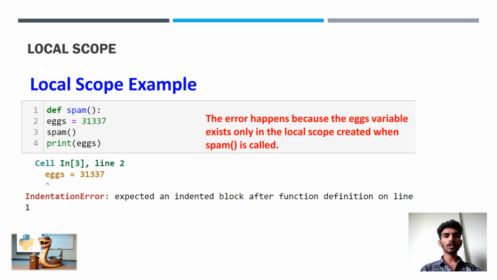When you call spam, which holds a value x, it can't be printed outside because a variable which is declared inside the function can only be printed inside the function, so it cannot be accessed or printed outside the function. The error happens because the x variable exists only in the local scope created when spam is called.